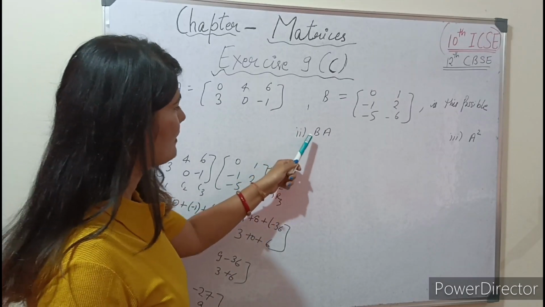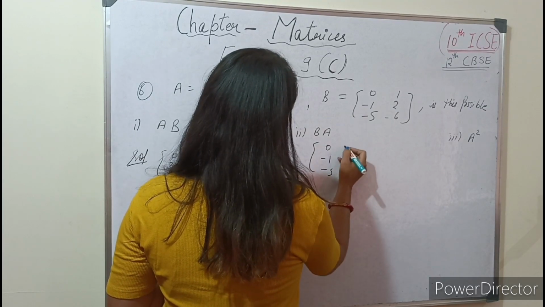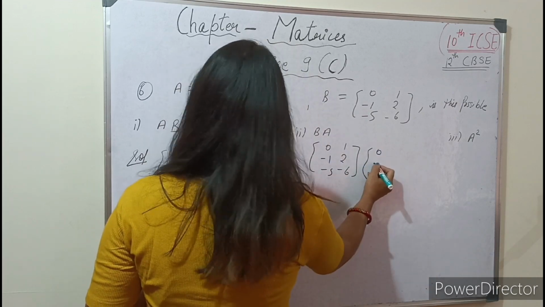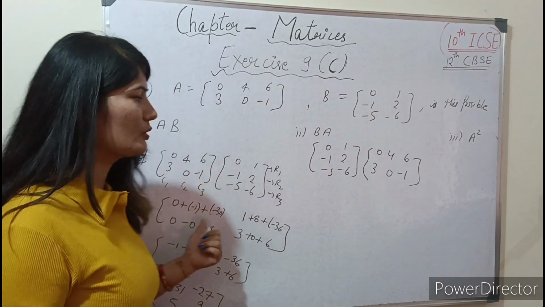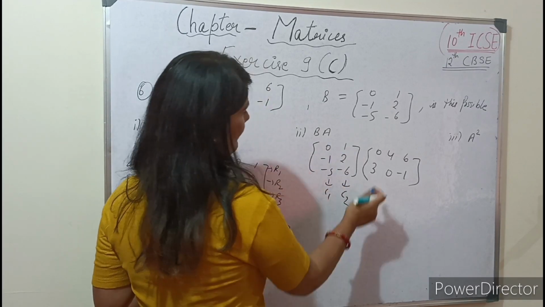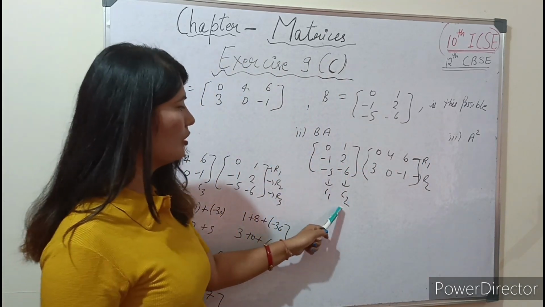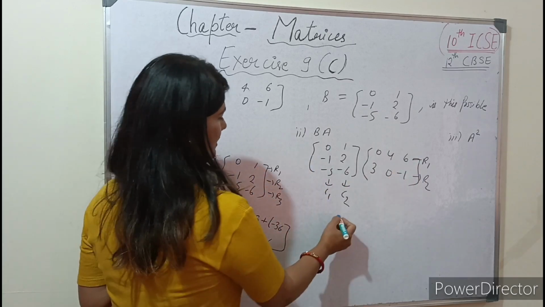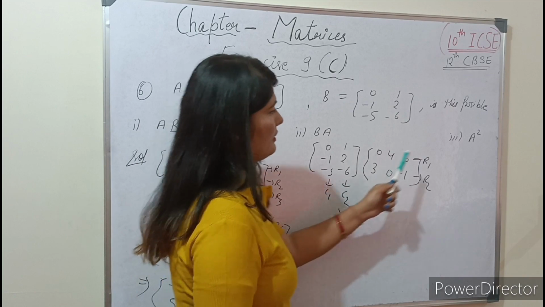Going to second part. So your second part is BA. So if I write the same matrix B, 0, minus 1, minus 5, 1, 2 and minus 6 multiplied by the matrix A, 0, 3, 4, 0, 6 and minus 1. So here the rule is that the column of the first matrix, this is column 1, this is column 2, and for second matrix, this is row 1 and this is row 2. So it means that the number of columns of the first matrix is equal to the number of rows of the second matrix. So yes, in this case also this multiplication is possible.